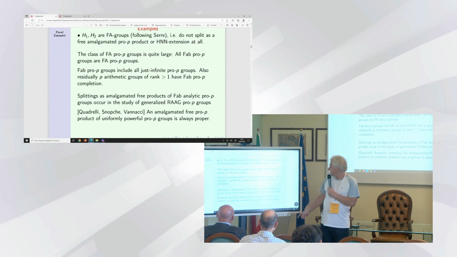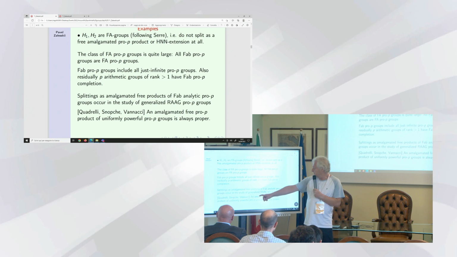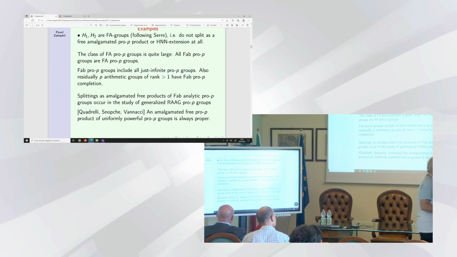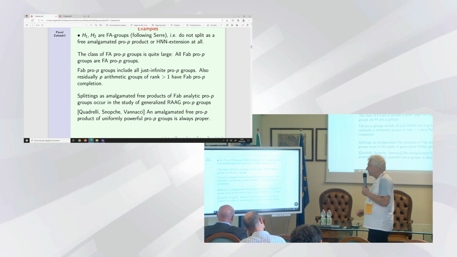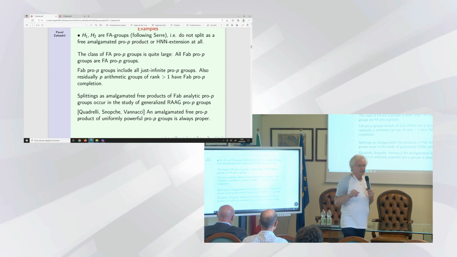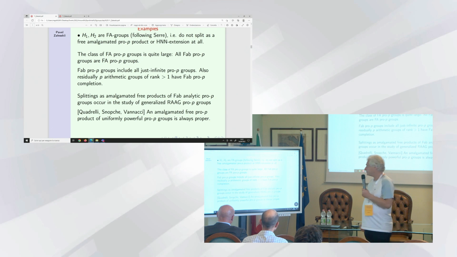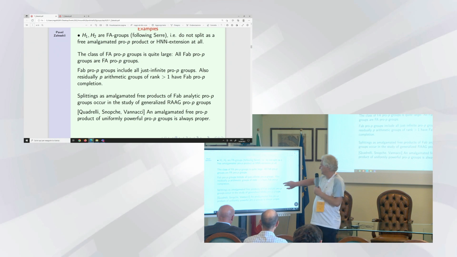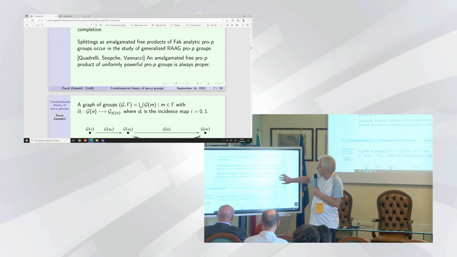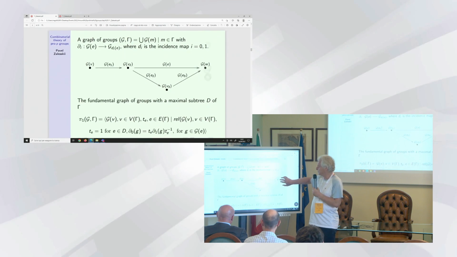And plus, they proved that the amalgamation is always proper when we amalgamate over a uniformly powerful pro-P group. So we don't have to worry about properness anymore. There are many, many examples of this sort. That's what I wanted to say. So this condition of indecomposability is not very restrictive.